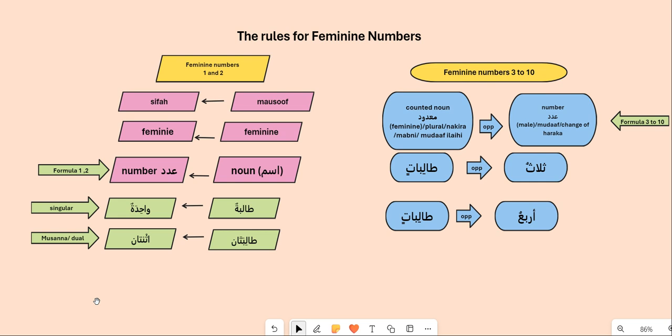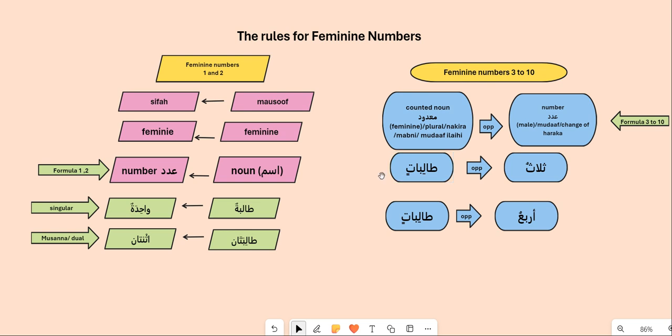Now in this lesson, lesson number 20, the whole lesson is designed to learn about the feminine numbers. As I said, how do you recognize the feminine number? By checking the ma'dud, or the counted noun. For example, here in the feminine numbers rules for 3 to 10, you can see the ma'dud. You check if the ma'dud is a feminine plural. For example, you see talibat, it is a feminine sound plural. So that means you are doing the feminine numbers.